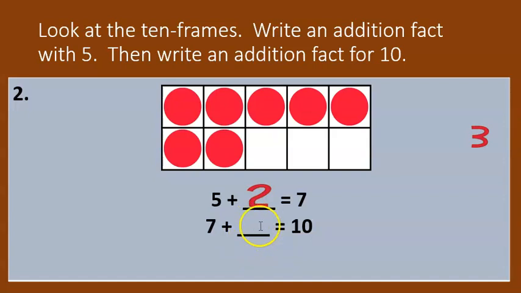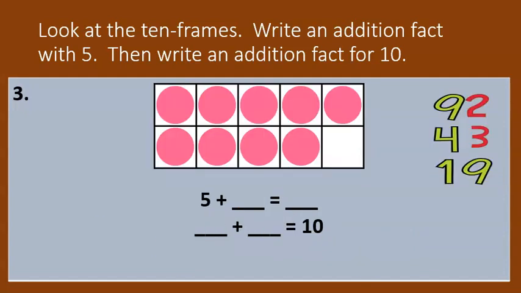Now, to get this number, you're going to look here. How many squares are empty? Let's count. 1, 2, 3. So therefore, 3 has to go there. Because there are 3 squares that do not have red circles in them. So 7 plus 3 equals 10, which is correct. Now, that's our first example.